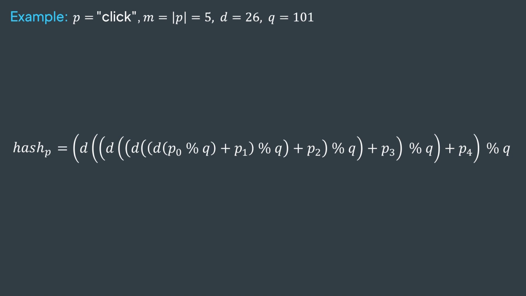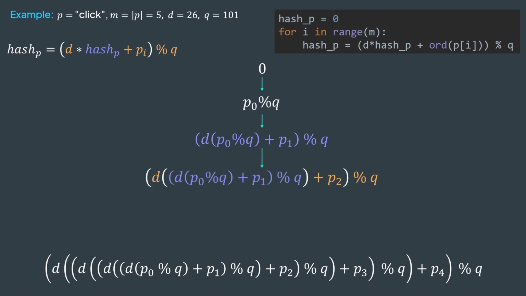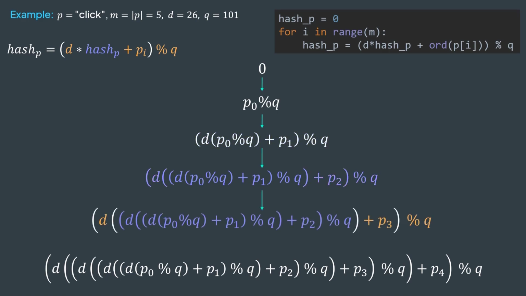Last thing, how to compute this expression. Remember that this expression represents the hash of p. We can do it like this, hash p starts at 0. Then, we multiply it by d, add p0, all that modulo q, we get a new value. Then again, we multiply it by d, add p1, all that modulo q. Again, we multiply by d, add p2, all that modulo q. And again, multiplied by d, add p3, all that modulo q. Again, multiply by d, add p4, all that modulo q. And we get the hash.